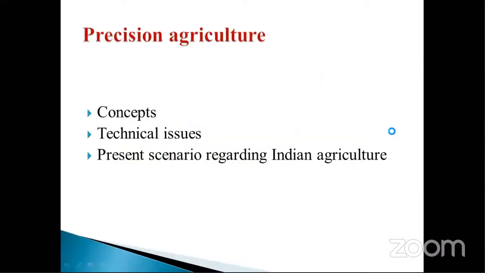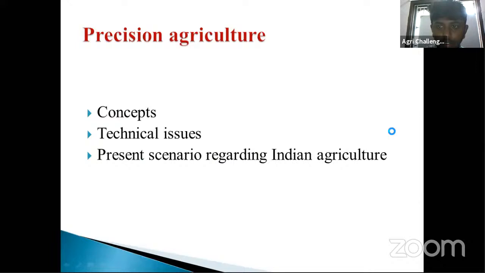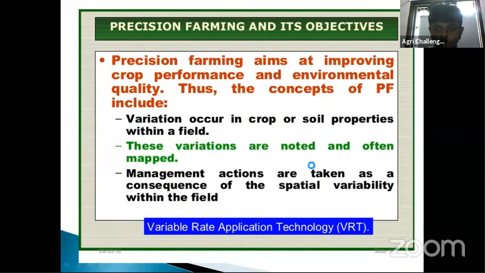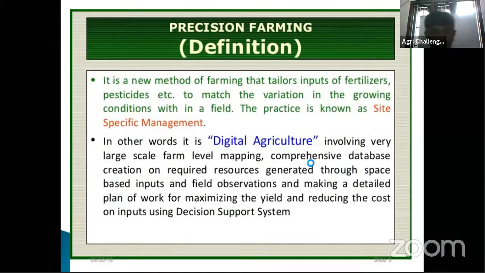So, coming back to precision farming, to measure variability and to apply inputs based on need, we have to go for precision farming. For this precision farming, we need different tools, and with the help of those tools, we can easily carry out precision farming.